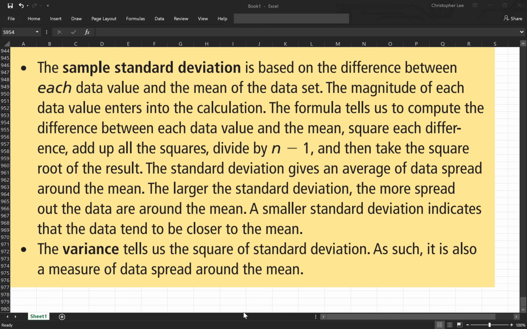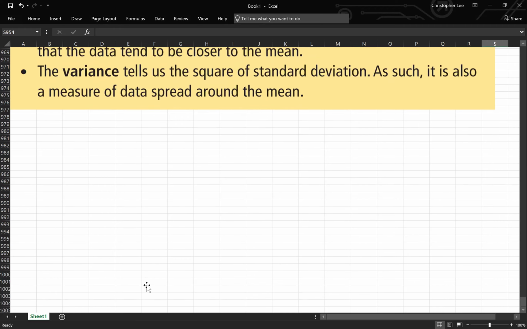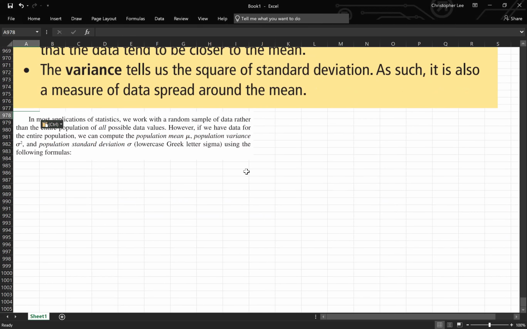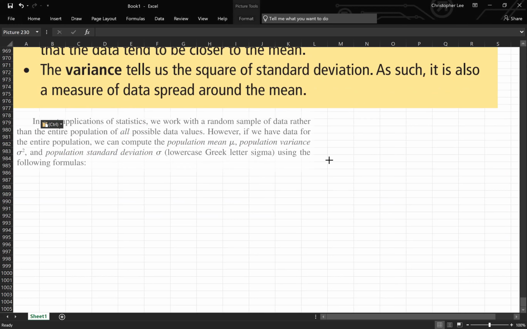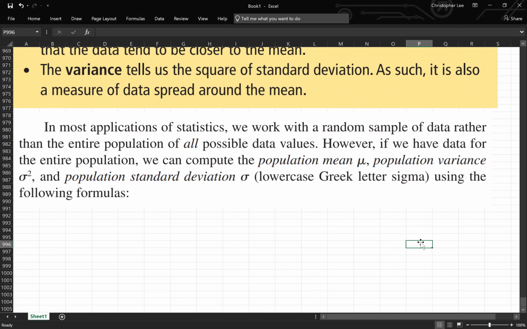We'll just talk a little bit more about the Greek letters, because they're going to keep coming up. Not on your test, but for your own knowledge. In most applications of statistics, we work with a random sample of data rather than the entire population of all possible data values. However, if we have data for the entire population, we can compute the population mean mu, the population variance sigma squared, and the population standard deviation sigma, which is a lowercase Greek letter, using the following formulas. So now we're going to talk about those formulas on the formula sheet.